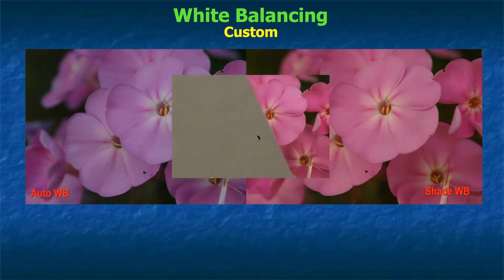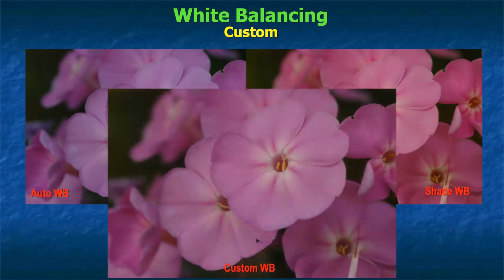So after I did my white balance, this is my final shot. You can see it's not as blue as the first one, and it's not as yellowy as the second one. So this is the correct color balance. So far, so good. Any questions on this so far?